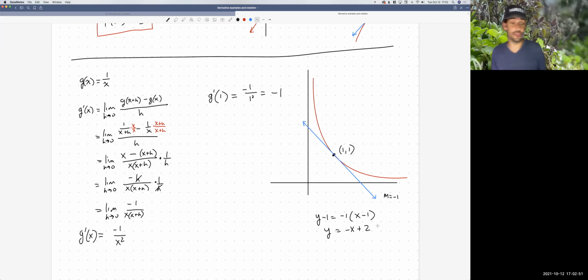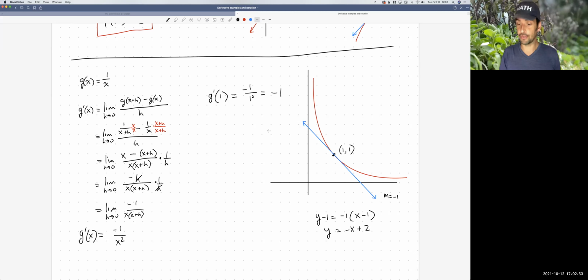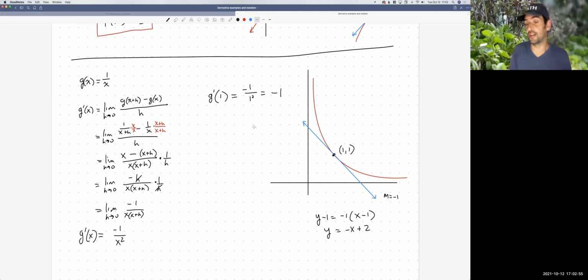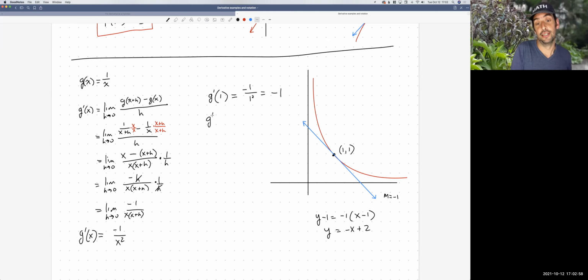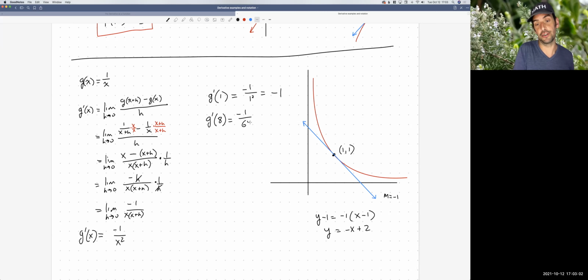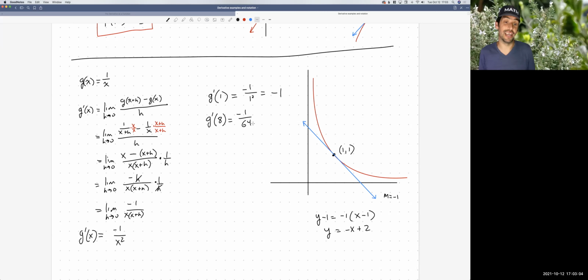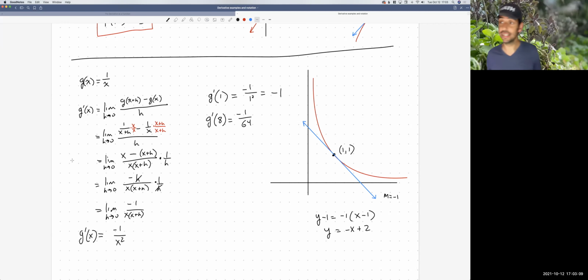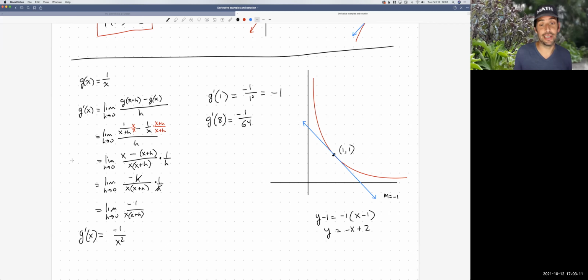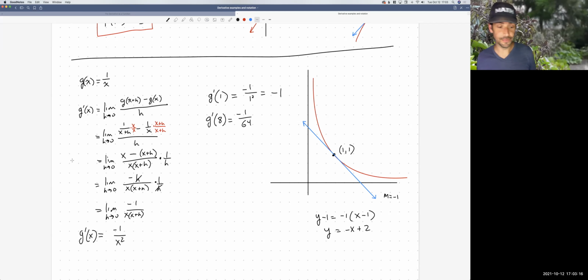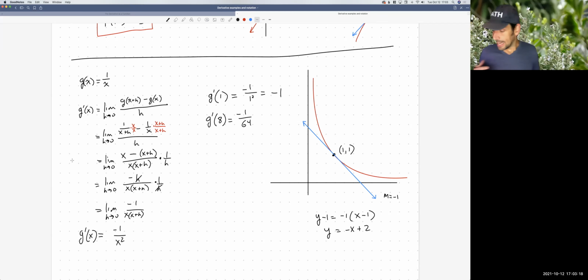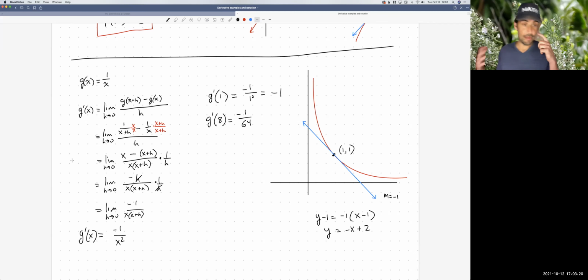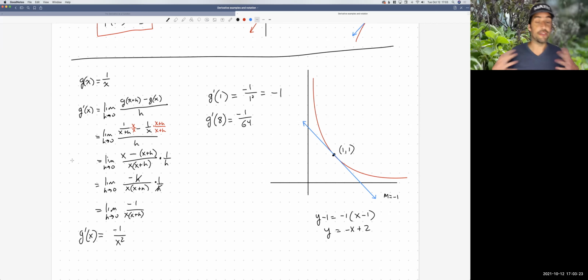Right. So if we wanted to find another tangent line at x equals 8, g prime of 8 is negative 1 over 8 squared, or negative 1 over 64, right? And so instead of having to go through this whole limiting process again, as we did when we only had the limit at a point, I can compute multiple limits quickly. It's also important that we remember that the derivative is a function on its own.